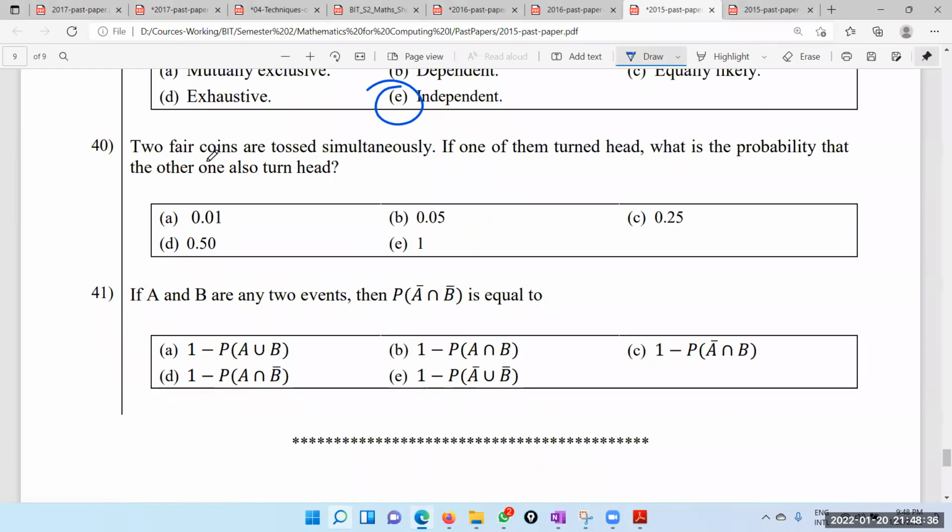Two fair coins are tossed simultaneously. If one of them turns head, what is the probability that the other one also turns head? Well, easy questions, huh? Two fair coins are tossed. එකක් toss කරනවා, තව එකක් toss කරනවා. If one of them turns head, what is the probability that the other one also turns head?